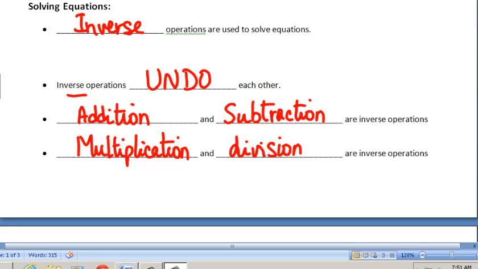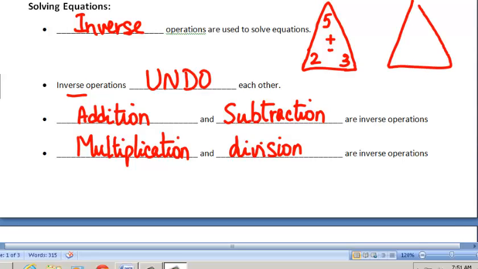Let me jog your memory. Remember these fact triangles that you did in elementary school, and with addition or subtraction you had 5 here, and then you had 2 and 3, and then 2 plus 3 is 5, or 5 minus 2, and so on and so forth. In the same way you had a multiplication, and let's say you had a 20, so that made it 4 times 5, or 4 times 5 is 20, or you could do 20 divided by 4, or 20 divided by 5 is 4. So that's what we are talking about.